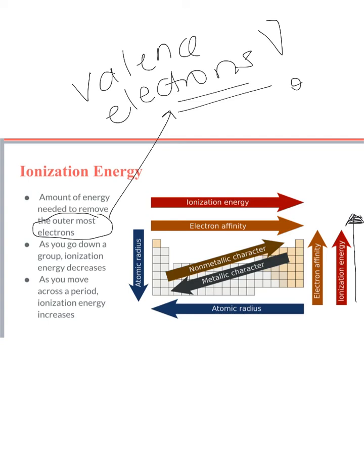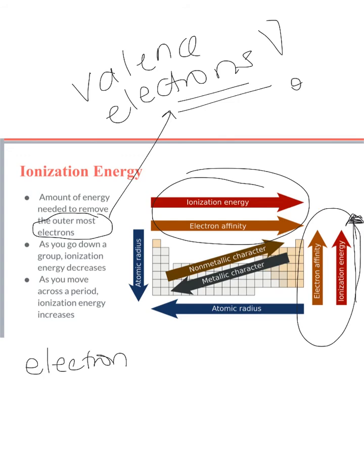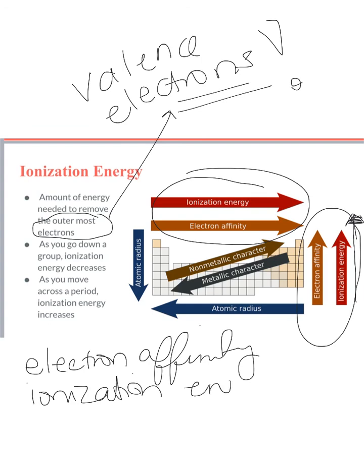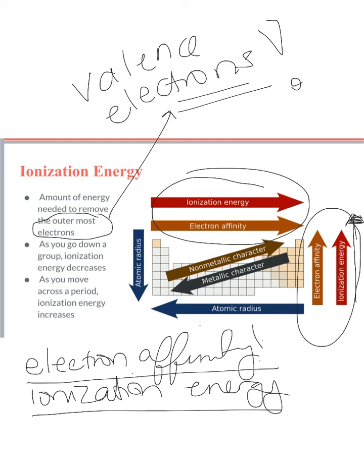So you should notice there appears to be some sort of correlation between our electron affinity and our ionization energy. Notice that they are moving in the same direction. So as an atom or element has a higher electron affinity, it is going to have a higher ionization energy. You also notice that these two go in opposition of my atomic radius.